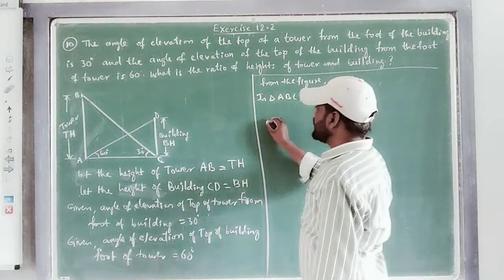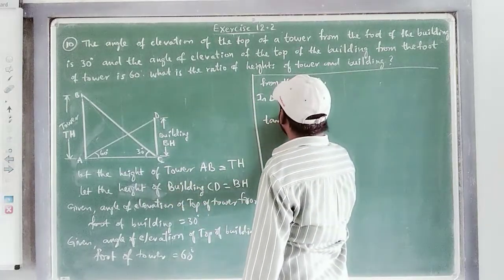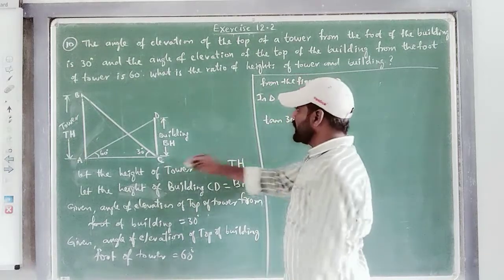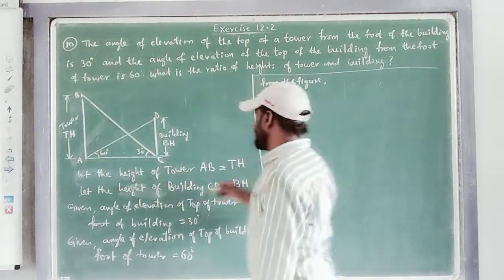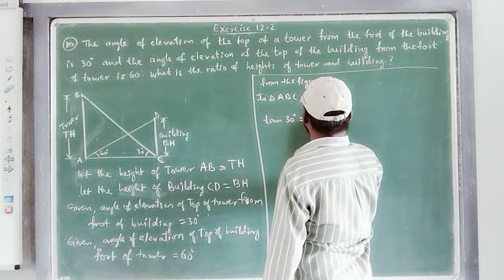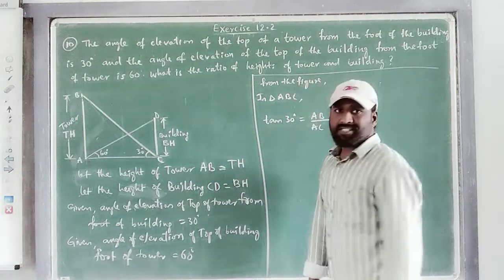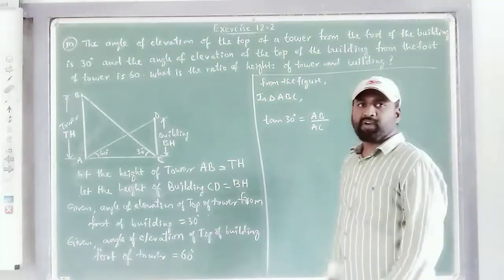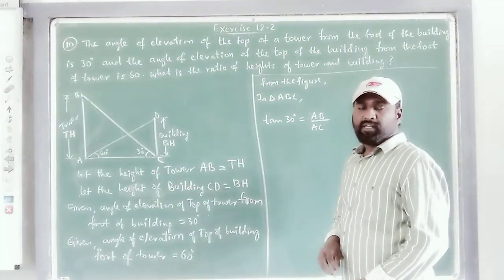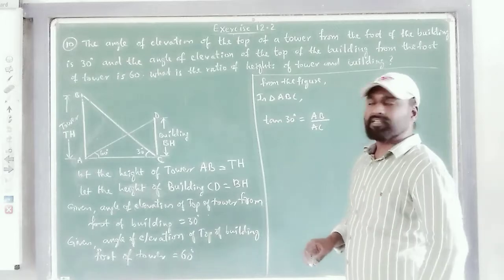In triangle ABC, tan 30 degrees is equal to the opposite side over the adjacent side. For 30 degrees, the opposite side is AB, and the adjacent side is AC. Here the distance is not necessary. They did not ask to find the distance between the tower and building. They are asking only the heights of the building and tower.